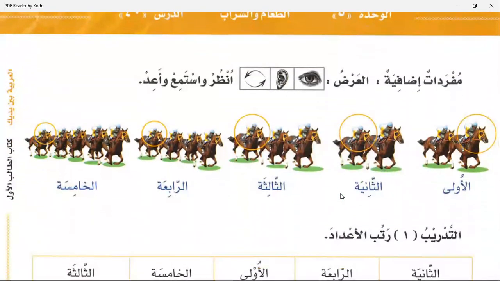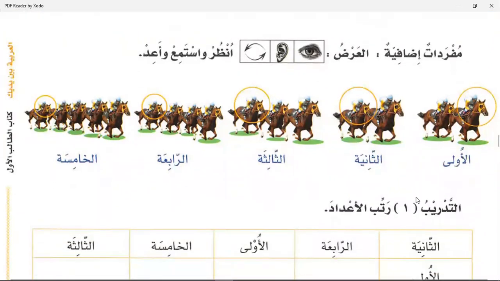First, you have learned the ordinal counting for masculine, like al-Awwal, al-Thani, al-Thalith. Now you learn the ordinal counting for females. Al-Ula means first female, al-Thaniya second female, al-Thalitha the third female.